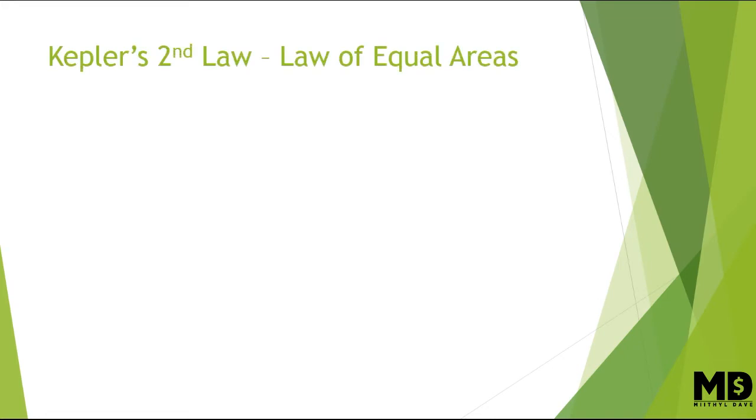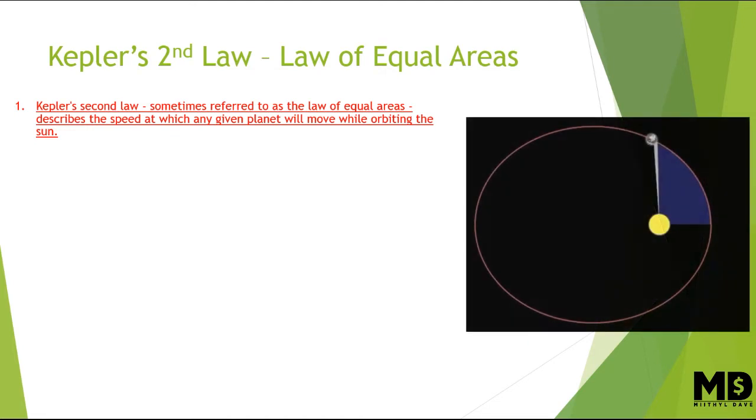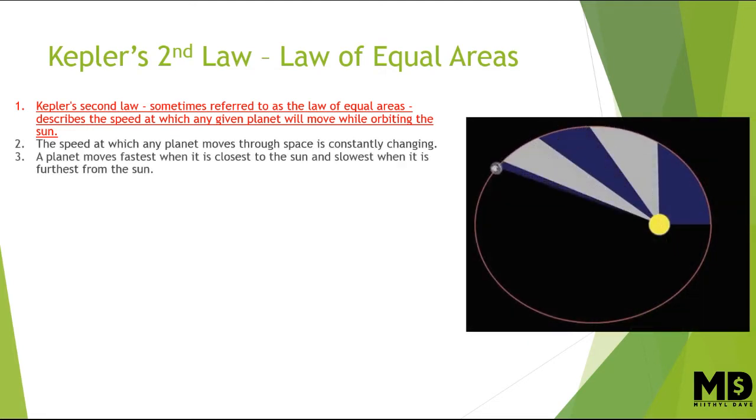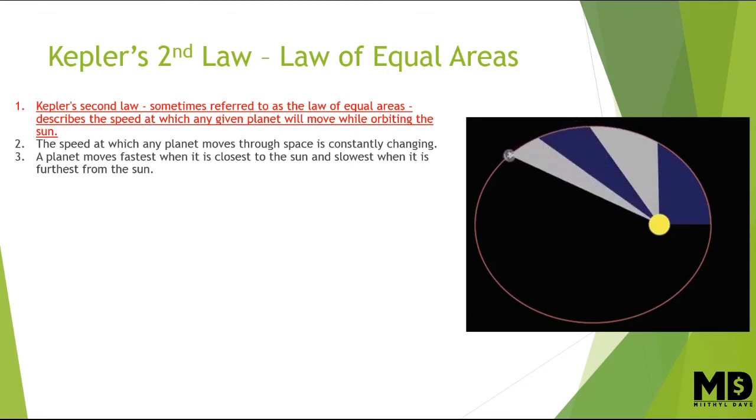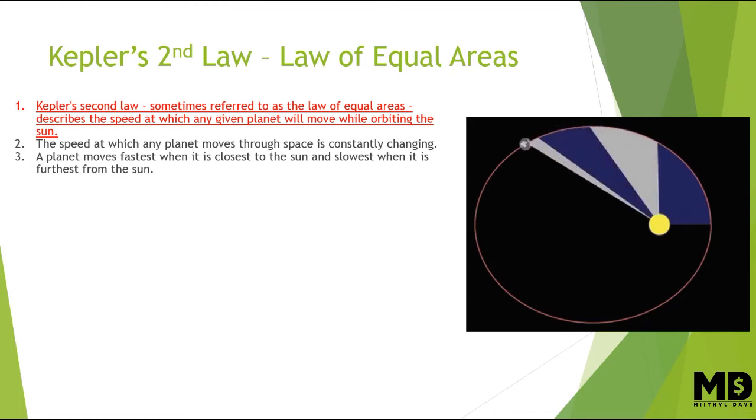Kepler's second law, known as the law of equal areas, describes the speed at which any given planet will move while orbiting the sun. Now the speed at which any planet moves through space is constantly changing. The planet moves fastest when it is closest to the sun and slowest when it is furthest from the sun. So if you see, when the planet comes very close to the sun, it moves fast, and when it goes away from the sun, the speed slowly decreases.